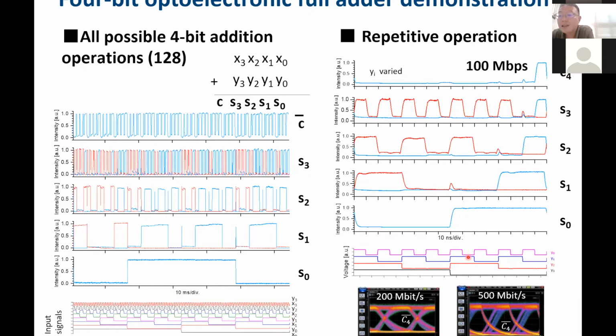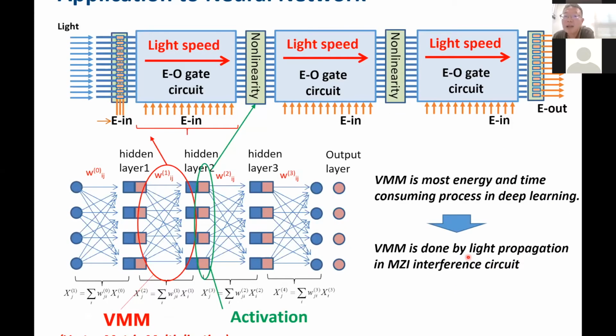And here I show another example of optoelectronic computation, which is a neural network. As you know, the neural network consists of vector matrix multiplication and activation for multidimensional vectors. And it is widely recognized that this VMM is the most energy and time consuming process in deep learning.